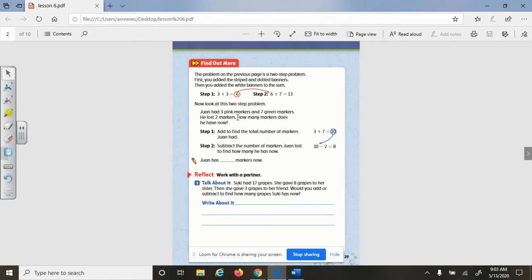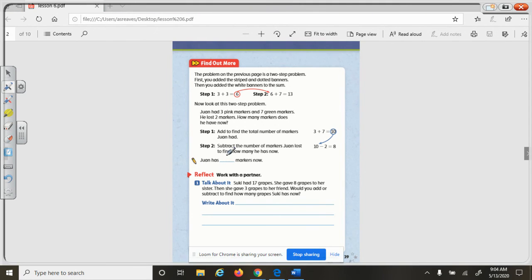Juan had 3 pink markers and 7 green markers. He lost 2 markers. How many markers does he have now? So step 1, we've got to figure out how many markers he has. So we add 3 pink plus 7 green to get 10. He's lost 2. So now we have 10. We're going to take away 2, and then we have 8 as our answer. So you see, this is a 2-step problem because we added to find the total markers. Then we took our whole number and had to take away the 2 markers he lost to get to 8. So our answer has already been given for us. Juan has 8 markers now.